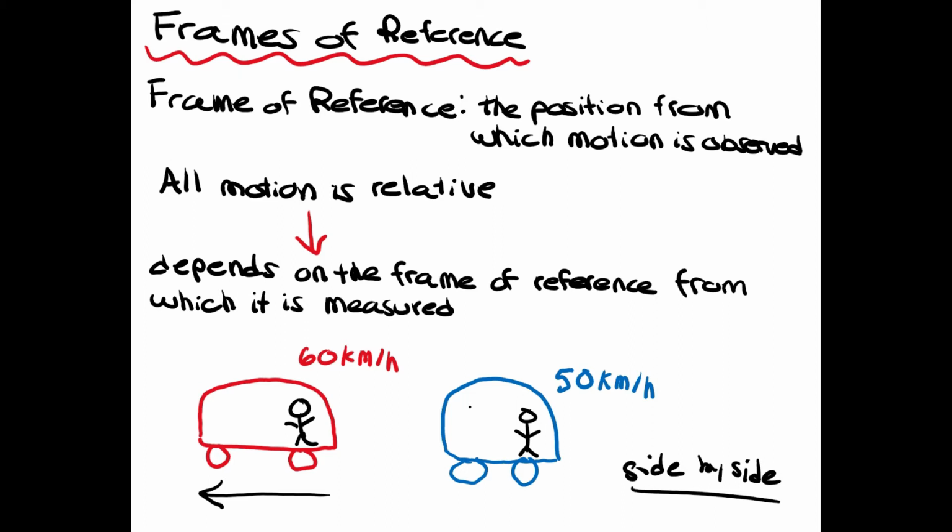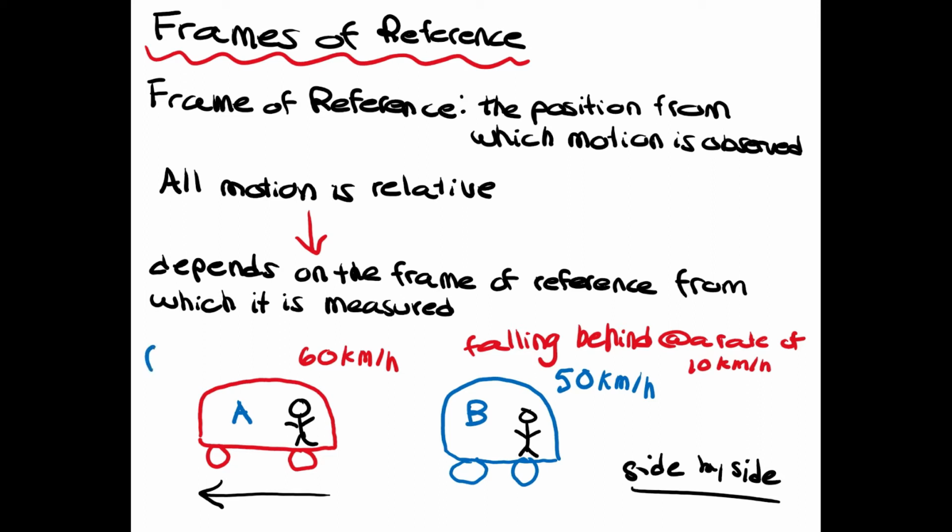So, just to go over this again, from the view of the red car, the blue car is falling behind at a rate of 10 kilometers an hour. And then from the perspective of the blue car, which is car B, I should probably put A and B, it looks like car A is pulling ahead at a rate of 10 kilometers an hour.